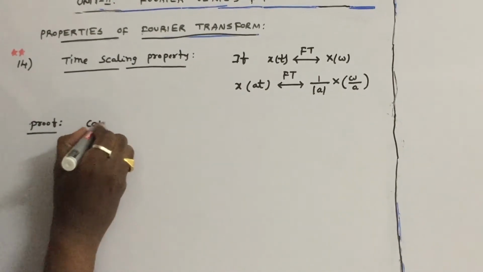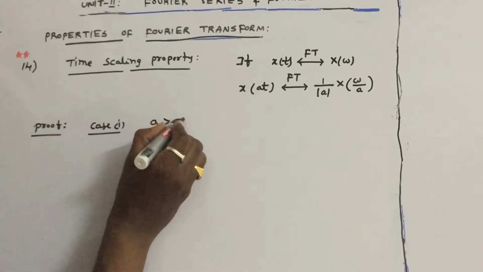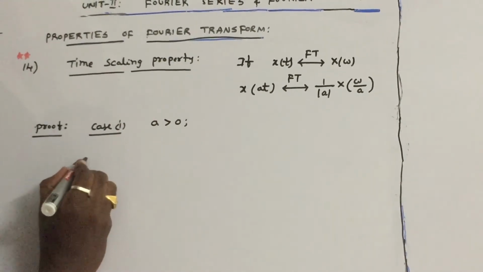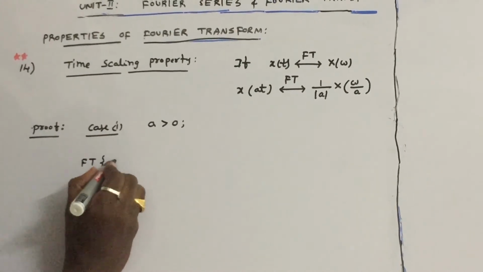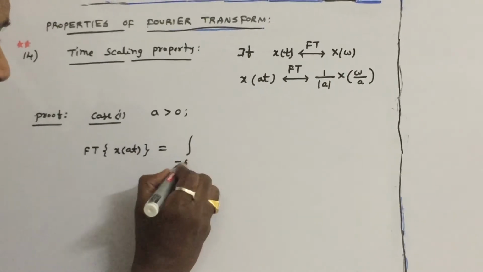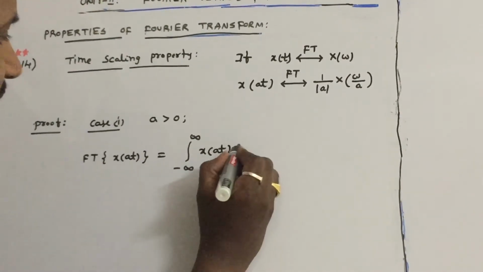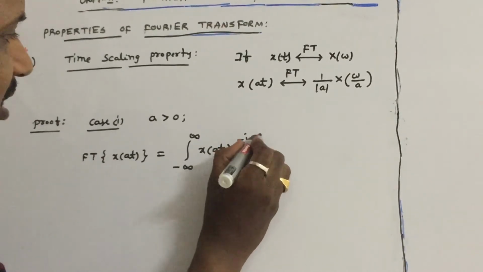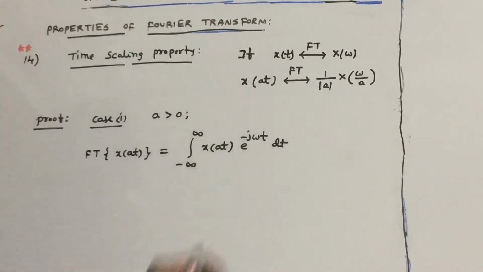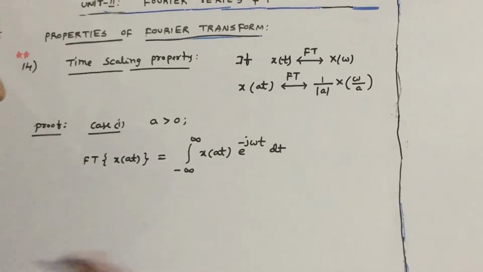Here we will take two cases. Case 1: suppose a is greater than 0. So let us find out the Fourier transform of x of at. Let us substitute in the Fourier transform definition: integral from minus infinity to infinity, substitute this signal x of at and e power minus j omega t dt. So just make a slight change here.